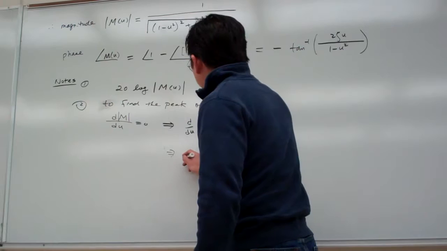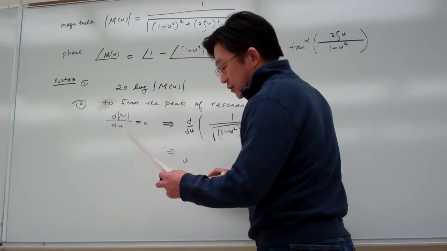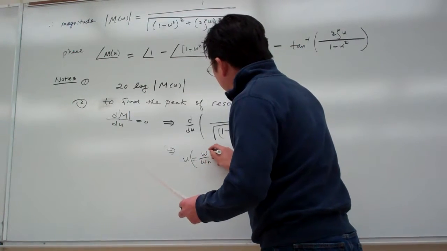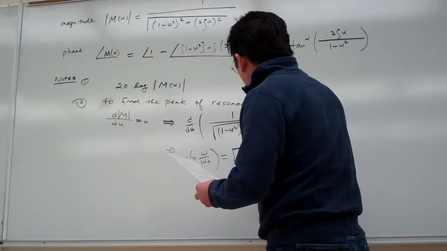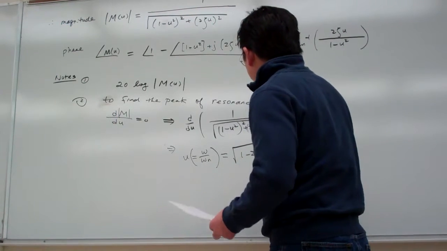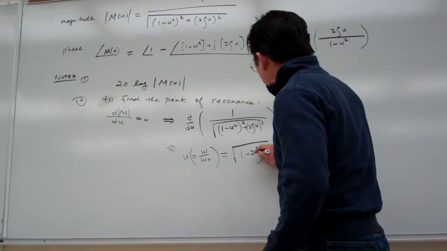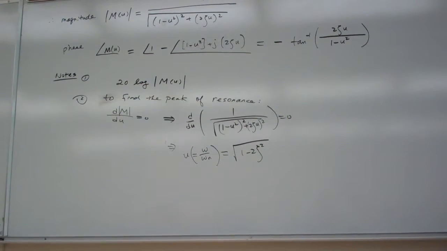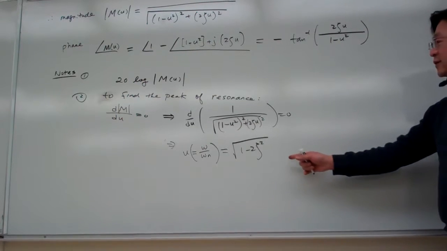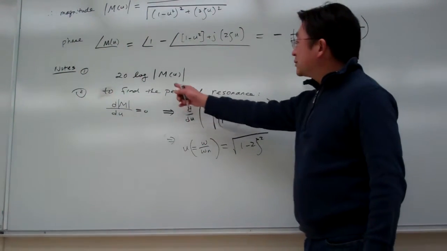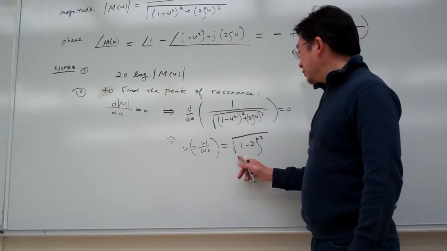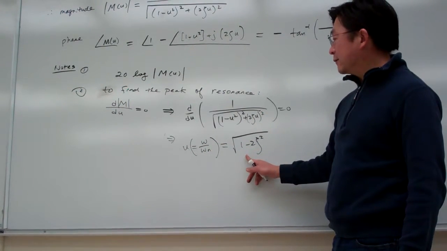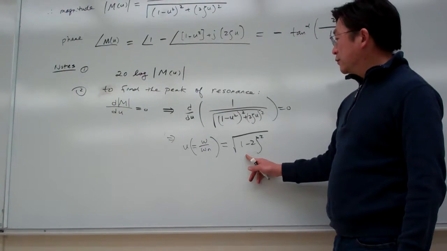Okay, so from here you should be able to find out that u should be equal to, by definition, omega over omega n, and that value is equal to the square root of 1 minus 2 zeta squared. So that is the value here. So the maximum value of M will occur when u equals this value, or the resonant frequency equals this value.